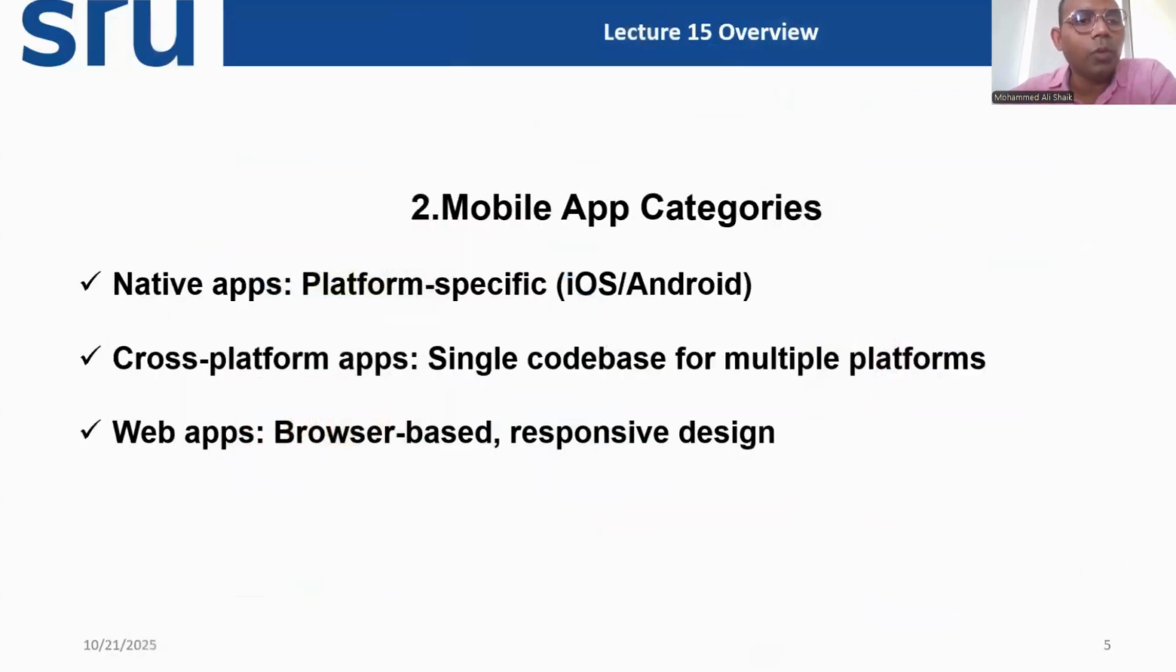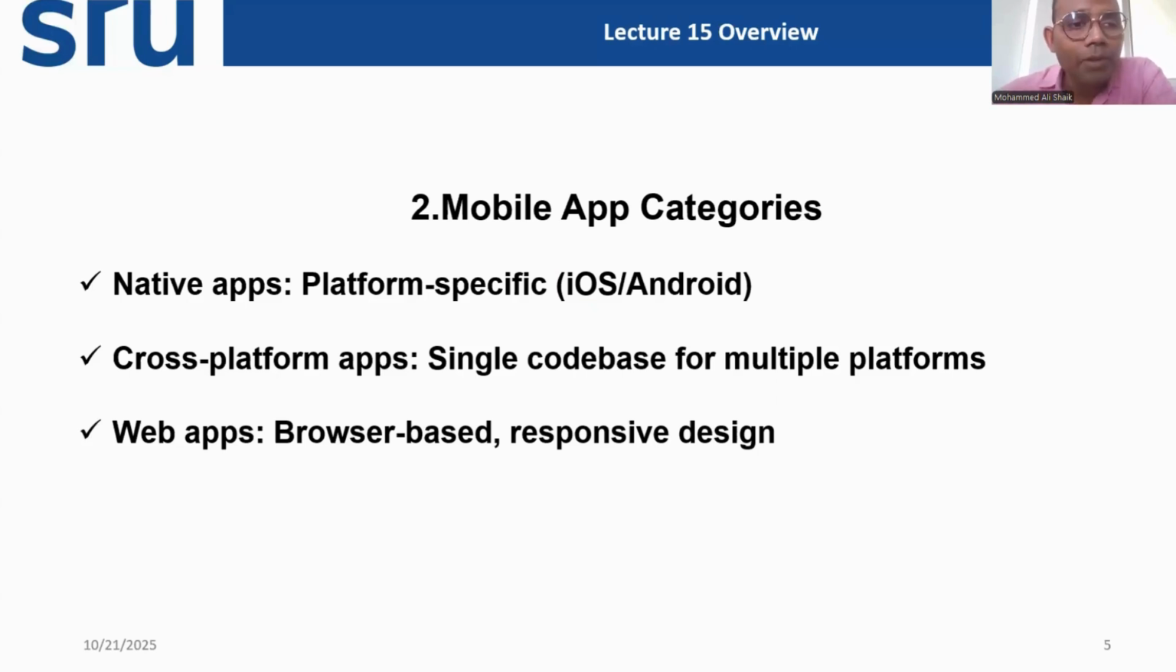Mobile app categories: we have native apps, which are platform specific, that is iOS and Android. They are developed for one platform only, to access device hardware like GPS, maybe camera. For example, we have WhatsApp and Instagram. These are native app related applications.